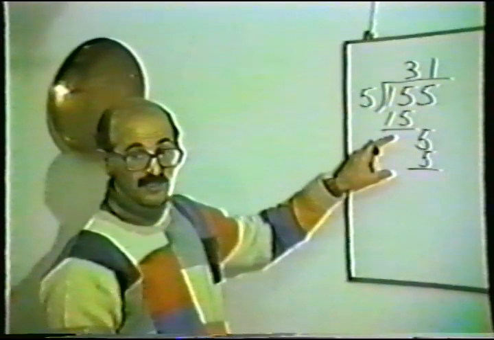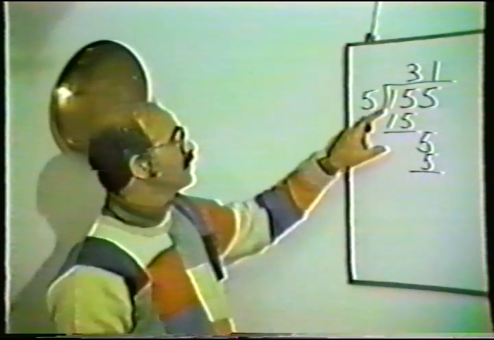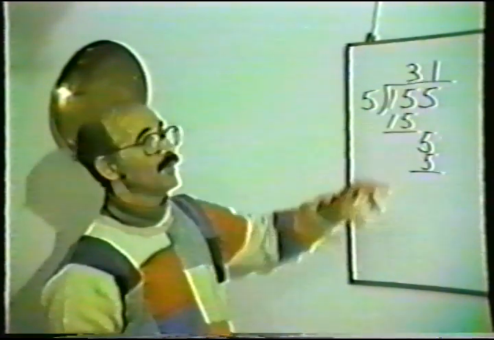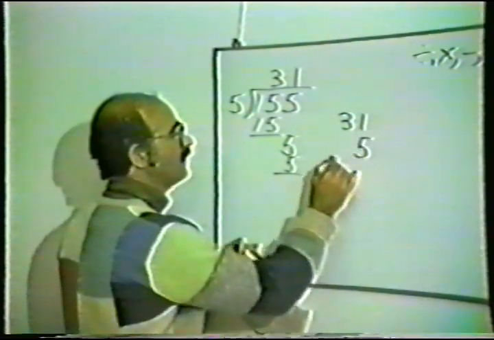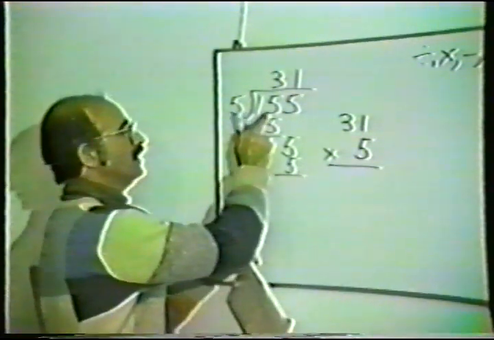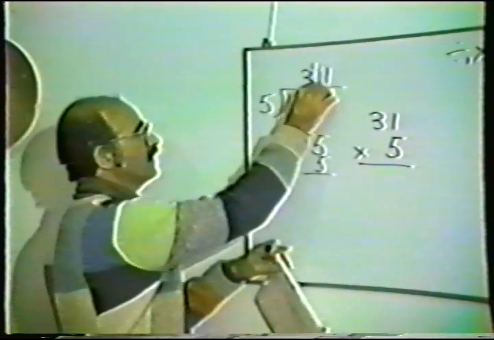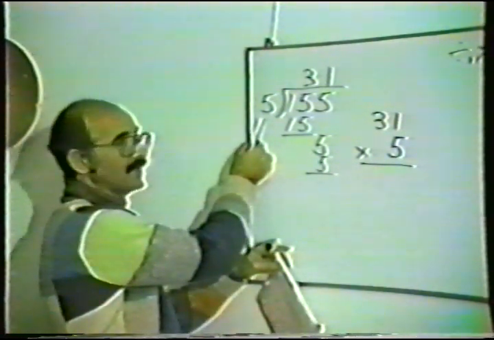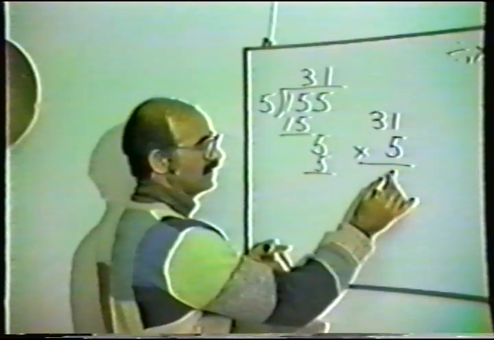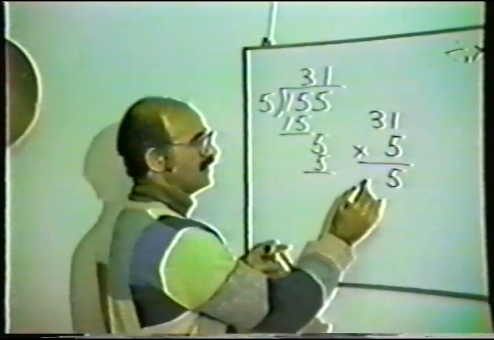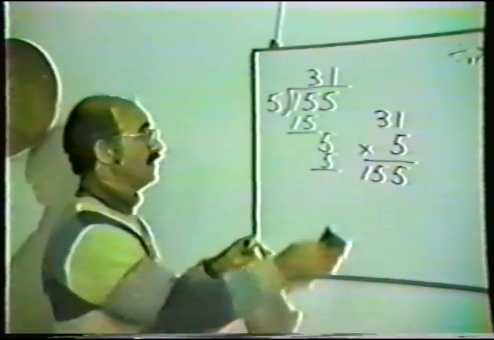Now we said that 5 into 15 is 3 because 3 times 5 is 15. We said that the multiplication is the check for the division. Well, in that case, 5 goes into 155 31 times because 31 times 5 should give us back 155. And that's how we do the check. We take the answer we have here and multiply it by the number we're dividing by and see if we get back the original number. 1 times 5 is? 5. 3 times 5 is? 15. 155. That shows us we got it right.